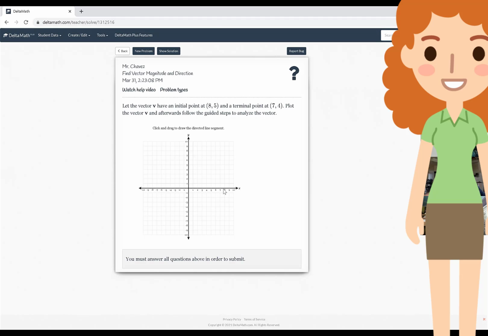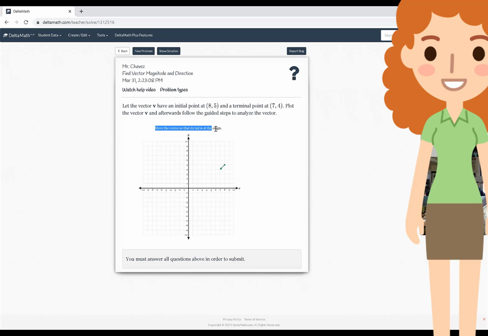8, 5. So go to 8, 5. 8, 1, 2, 3, 4, 5. Put a point. So there it is. I just hold down on my left cursor. And now I'm going to move it to 7, 4. So 7. Oh, that's kind of cool. 7, 4. Oh, it's a little vector. So there it is. There's my little vector. And look what it's telling me to do.